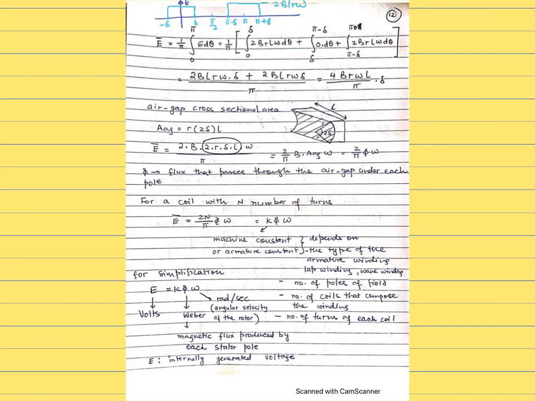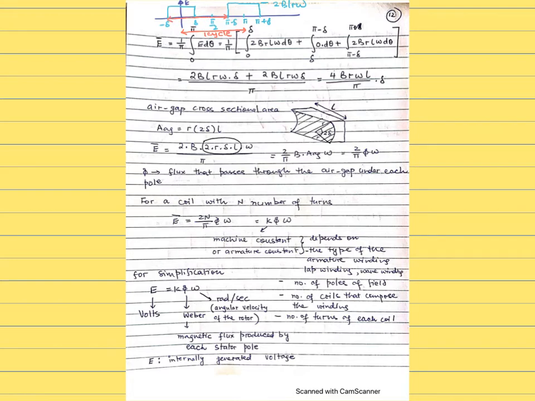So the average value, you can consider any one cycle, and in this case, we're considering a cycle from 0 to pi, let's say. That's one cycle. You can consider from negative delta to pi minus delta as well. So this could be considered as one cycle too.